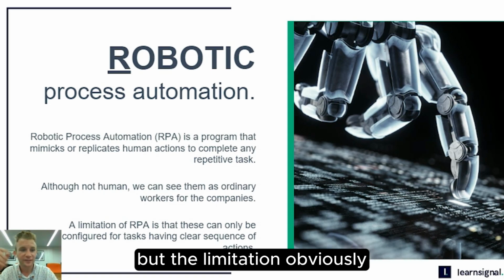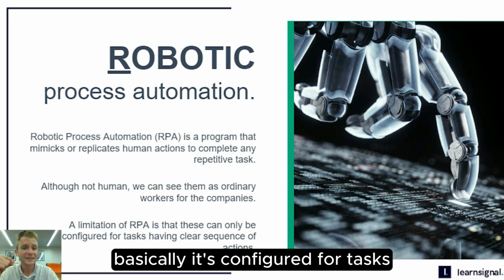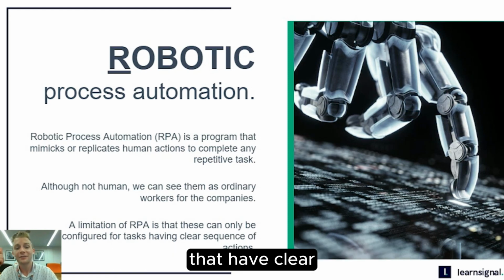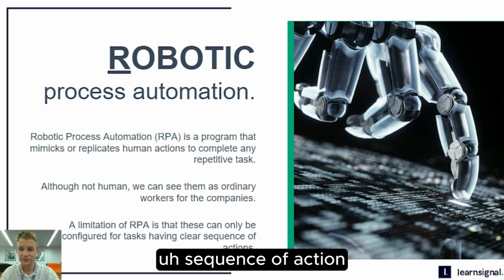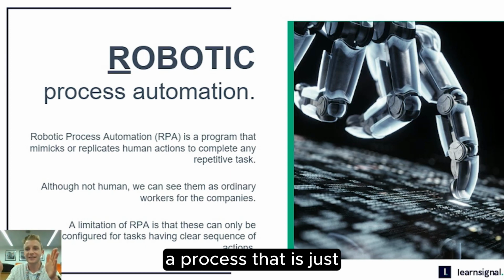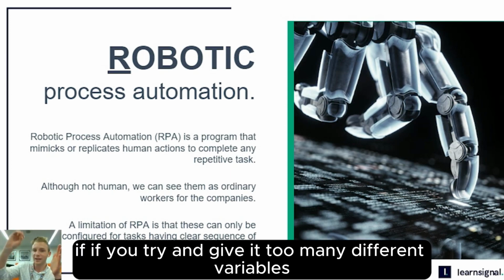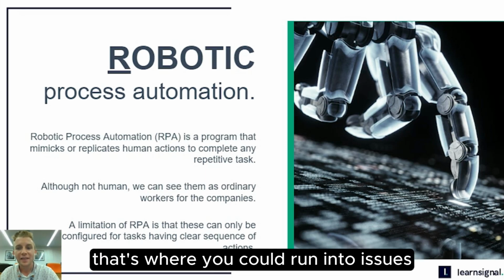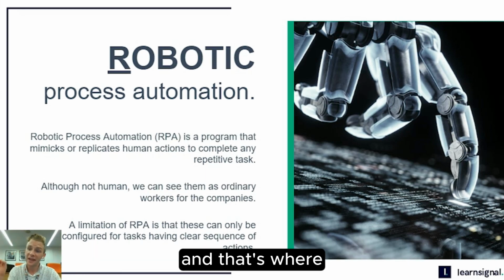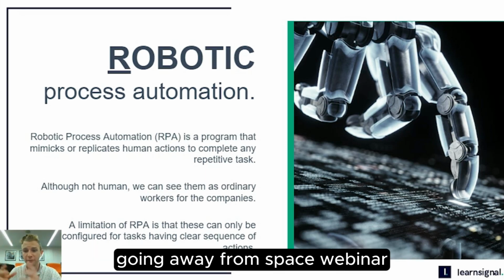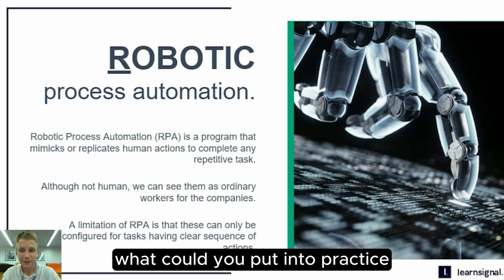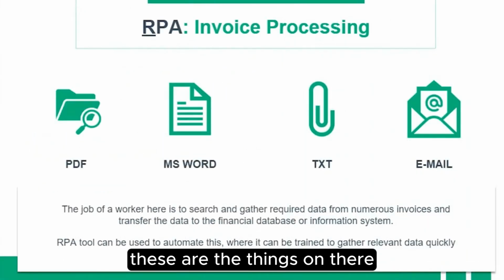But the limitation, obviously, as you can see at the bottom, is that it's configured for tasks that have a clear sequence of actions. So it must be a process that is just easily followed. If you try and give it too many different variables, that's where you could run into issues. And that's where, as we talked about, going away from today's webinar, what could you put into practice? These are the things on there.